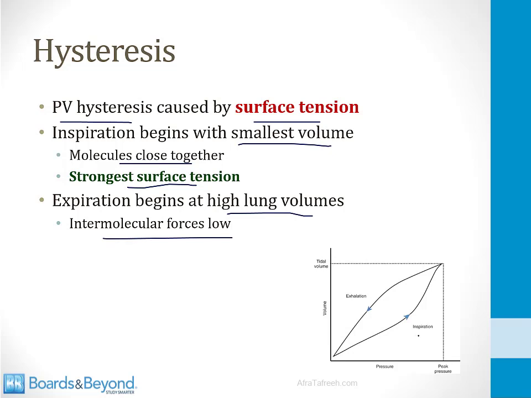So if you look at this curve at the bottom right side of the screen here, let's look at inspiration first. When you begin to inspire, the molecules are close together. So even though you're applying a lot of pressure, you're really not getting much change in volume. In contrast, when you expire, all of those molecules are far apart, the intermolecular forces are low, and therefore as the pressure begins to fall, you get a big drop in volume. And that's why these two curves are different. And that's all you need to know about hysteresis for step one. And that concludes our video on pulmonary physiology.